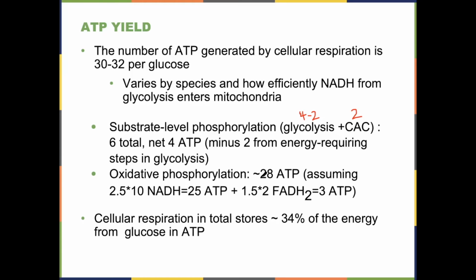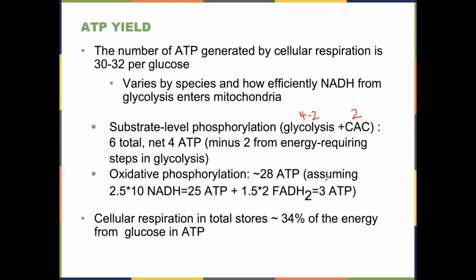Oxidative phosphorylation makes around 28 ATP. Again, if you remember the numbers we said, we make about 2.5 ATP from every NADH. And if you go back and add up the number of NADH we made throughout this process, it's 10. So 2.5 times 10 is 25 ATP that come from this energy that had been temporarily held by NADH. And for FADH2, it's 1.5 ATP per molecule of this, and we made 2 of them during the citric acid cycle. So 1.5 times 2 gives us 3 ATP.